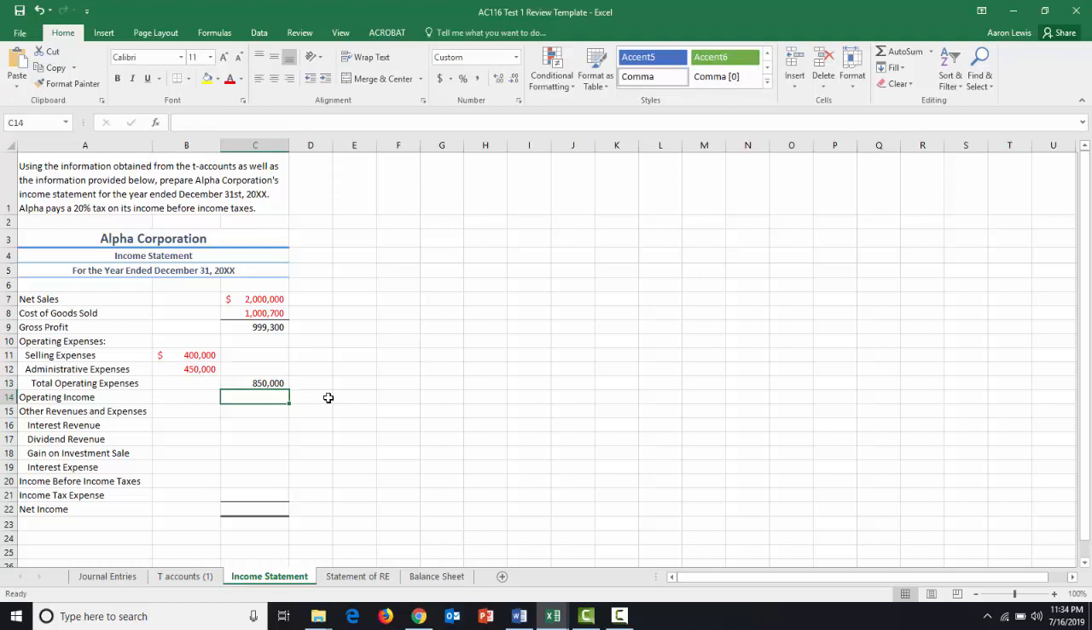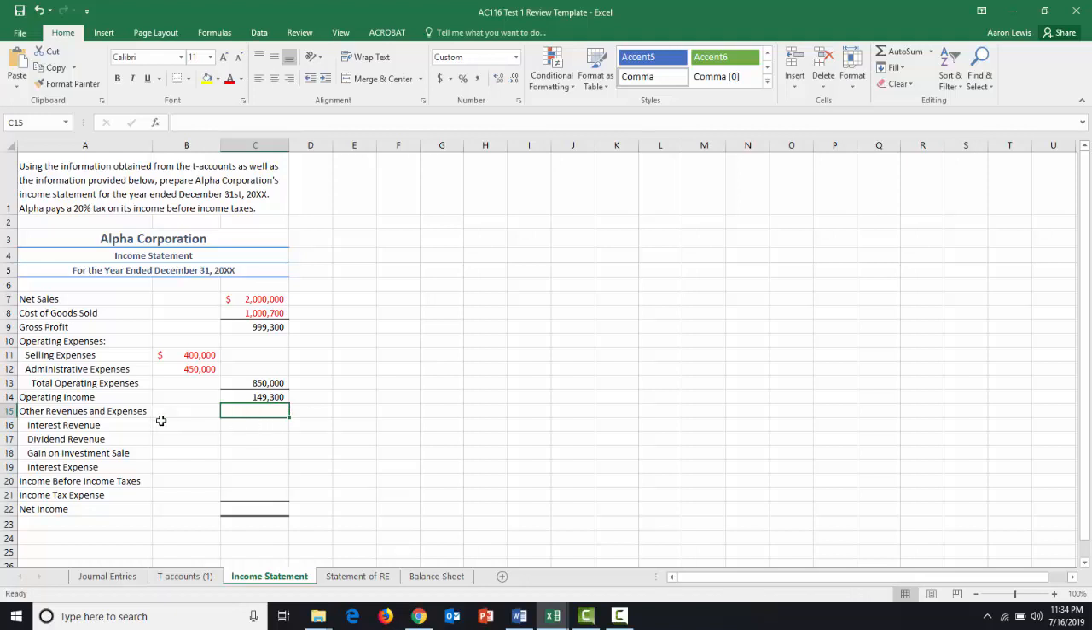Operating income is equal to gross profit minus total operating expenses. So if we hit equals, click the amount of gross profit we had, and subtract out the amount of operating expenses we have, we see that Alpha Corporation has $149,300 worth of operating income.